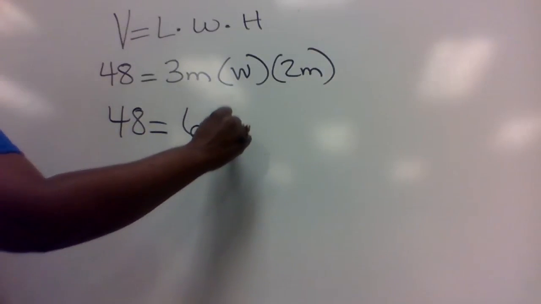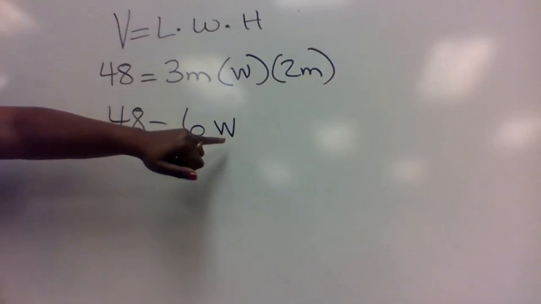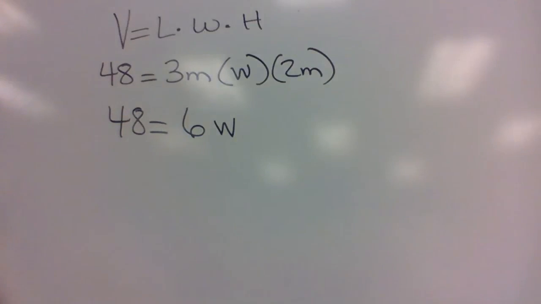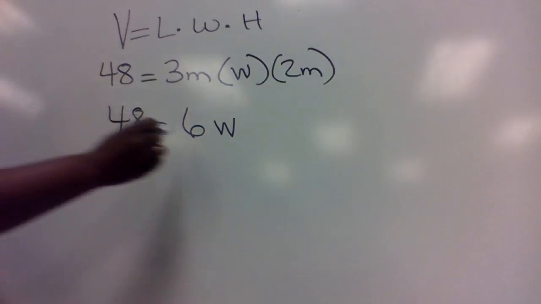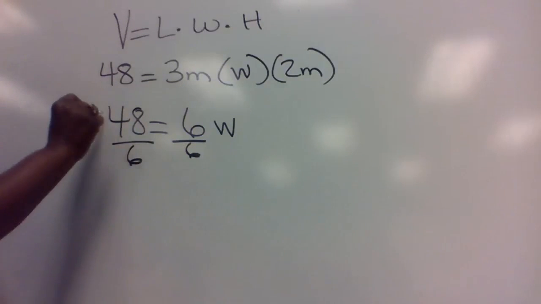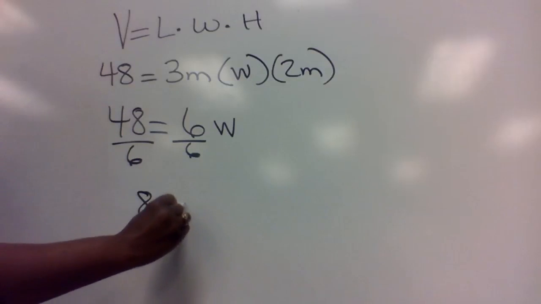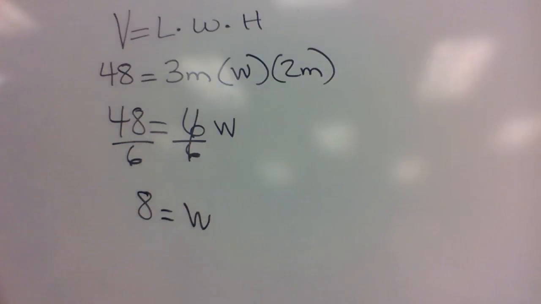And then you divide. Right? So 6 times something, that's the width, is 48. How can we do that? Divide 48. 48 divided by 6 is 8. 8, which equals the width. Okay? So 3 times 2 times what is 48? 3 times 2 times 8. It's 48. Okay, so that would be that answer.